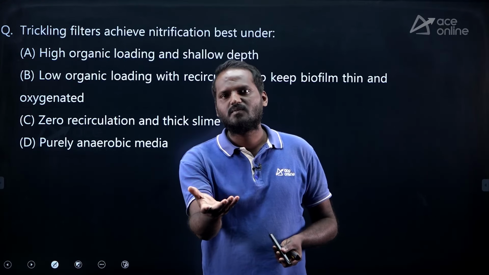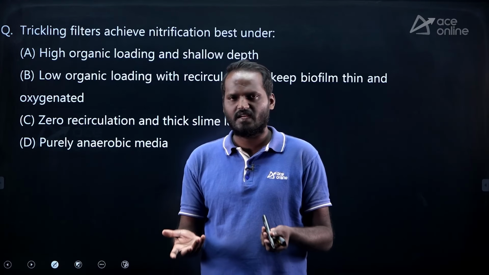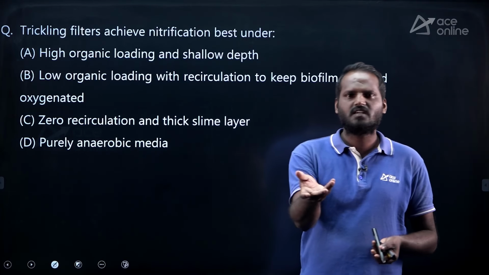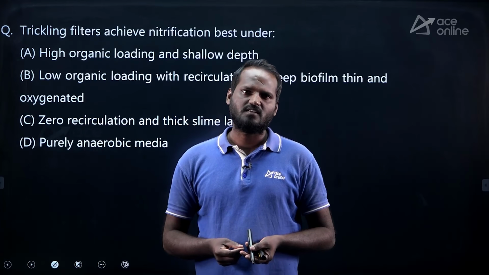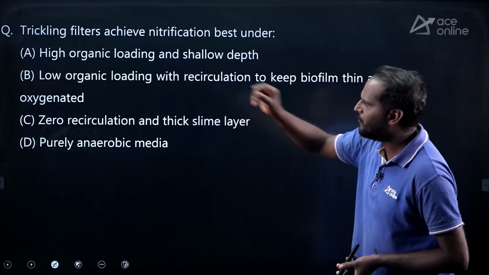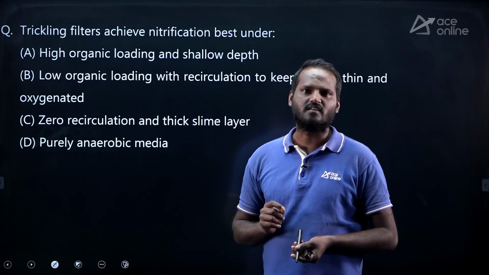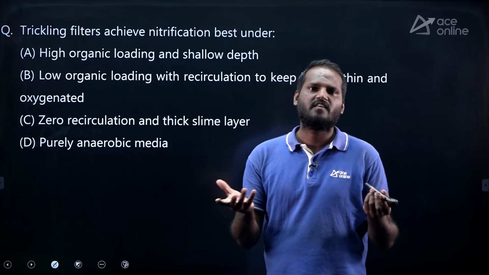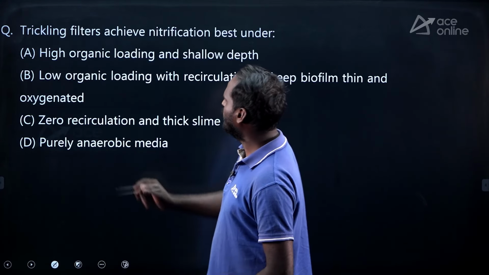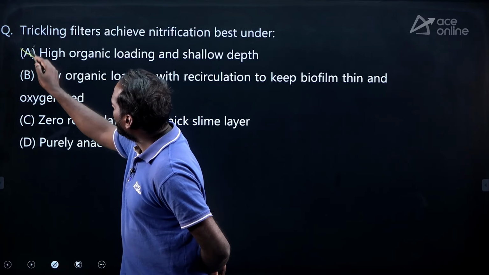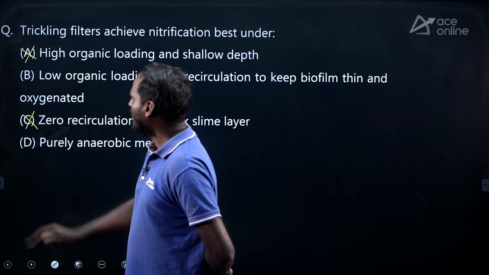If you do the recirculation, they can do the job very effectively. How does an experienced worker do a task? Very effectively. The same task he can do very effectively, while a fresher may not be very fast and effective at the initial stage, right? Therefore, we take advantage of recirculation. Here, zero recirculation may not give effective removal, right? Therefore, C is not going to be the correct answer. So I can remove A, since high organic load and shallow depth is not good, and C also.